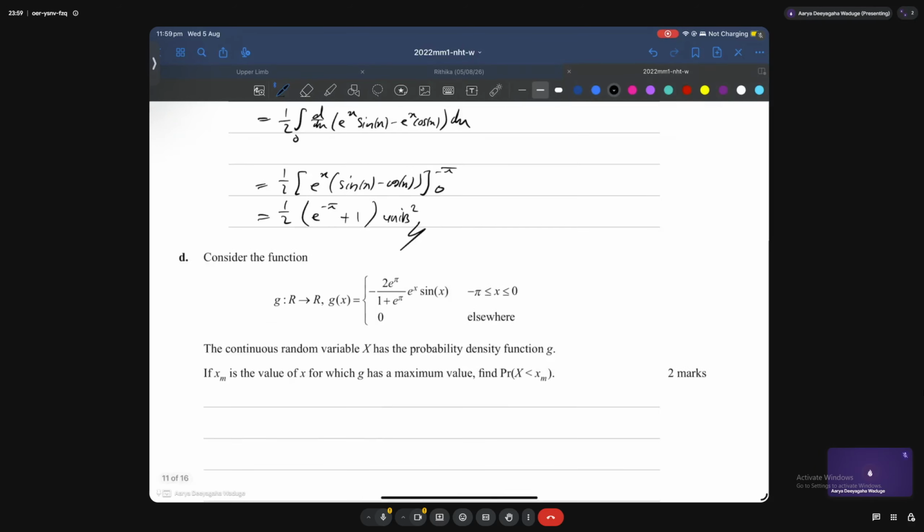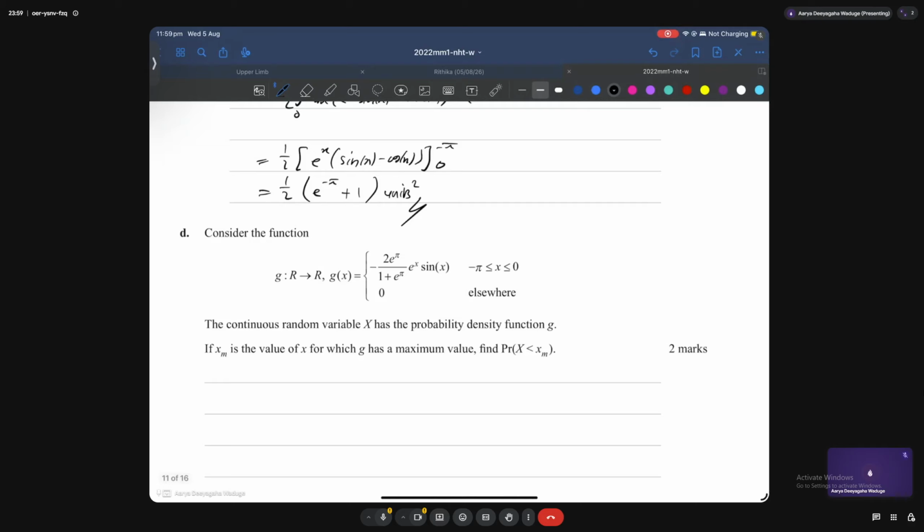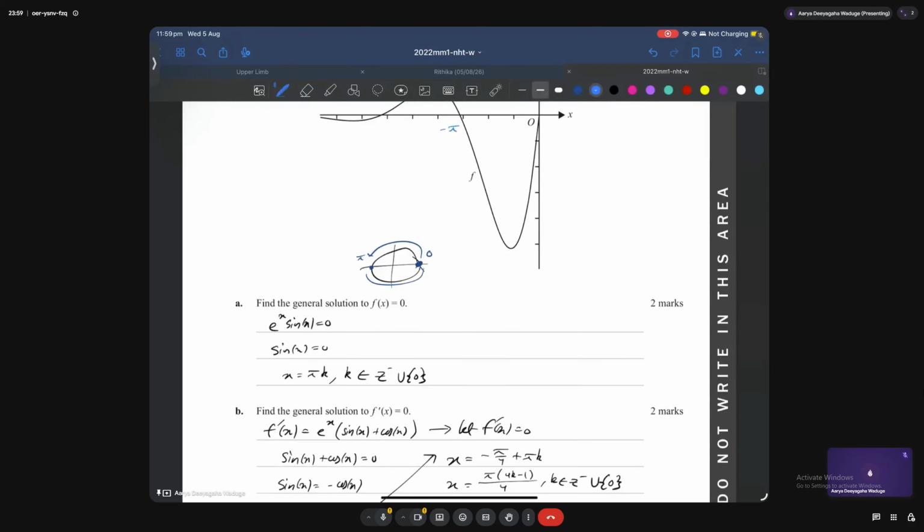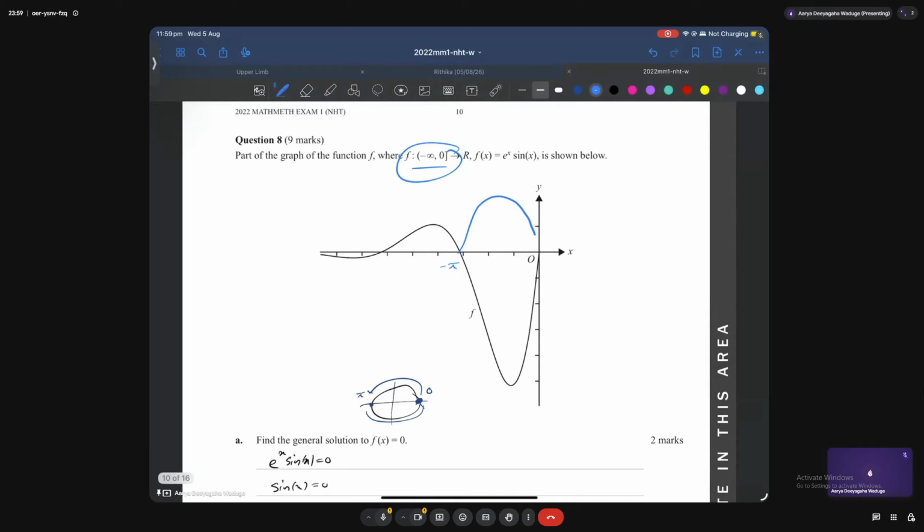Cool. Consider this function. It's a continuous random variable. Find the probability that x is less than the maximum. Okay, sure. So this is some version of our original graph that has also been reflected in the x-axis and dilated. It's going to look something like this now, and the area underneath is going to be 1 because it's a probability density function.